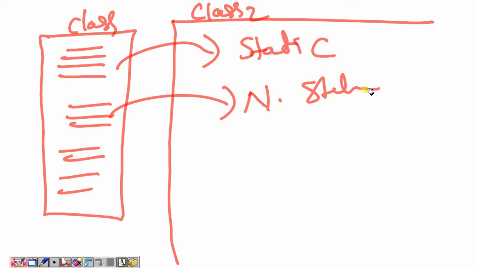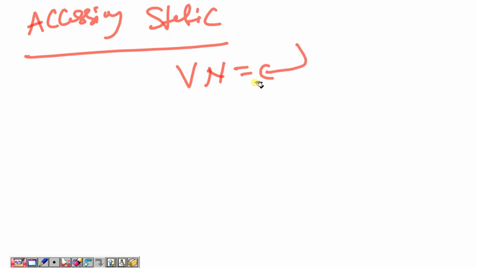To access the static information, what is the syntax? To access the non-static information, what is the syntax? That we will discuss here. First, accessing the static information. You can access static information from one class in another class. Directly you can write the variable name, and you can assign the value and access the value also.